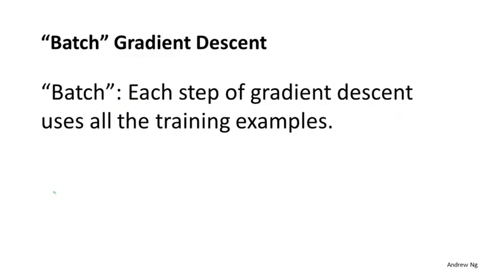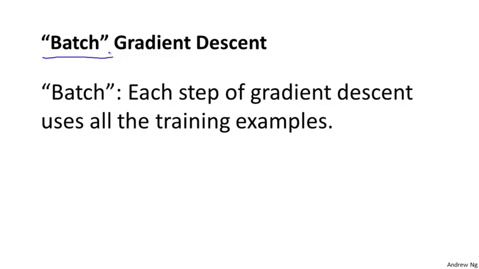Finally, just to give this another name, the algorithm that we just went over is sometimes called batch gradient descent. I feel like us machine learning people, we're not always great at giving names to our algorithms. But the term batch gradient descent refers to the fact that in every step of gradient descent, we're looking at all of the training examples.